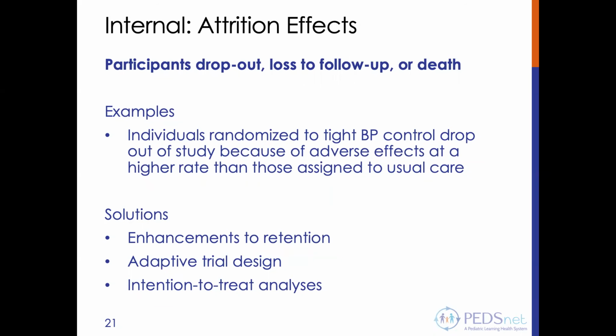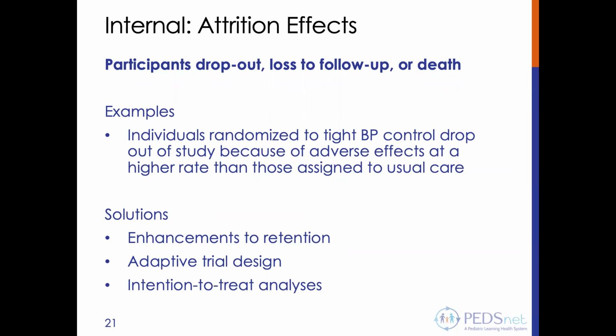This is when participants drop out or they're lost to follow-up or they die. And the attrition effects can occur differentially, even in a randomized controlled trial, between intervention group and control group. So for example, individuals who are randomized to tight blood pressure control may drop out of the study more frequently than those in a comparison group because of the adverse effects of the tight blood pressure control. So you want to pay close attention to retention.